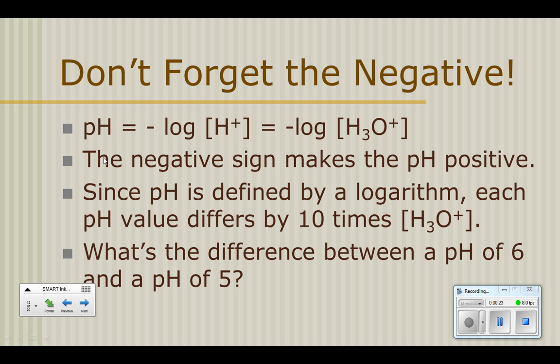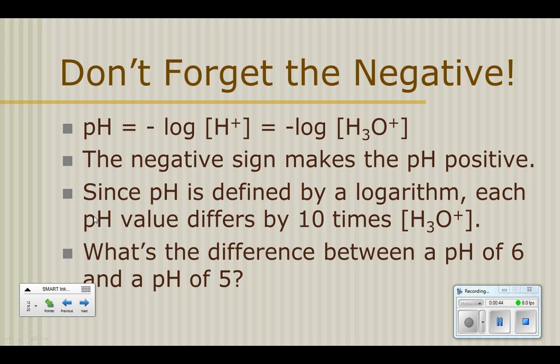So here's the definition of pH. It is a mathematical definition. It is defined as the negative, and don't forget that negative, logarithm of the hydrogen ion concentration, or if you like, the negative logarithm of the hydronium ion concentration. Now, you may ask, why do we need the negative? Well, that makes the pH come out positive, as we'll see here when we do some examples.